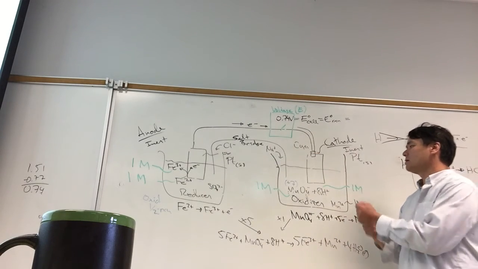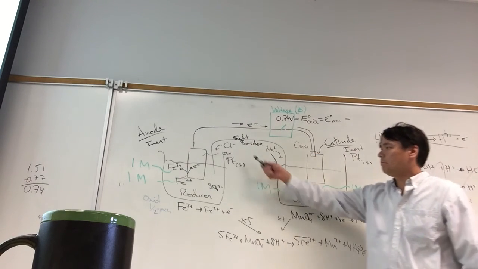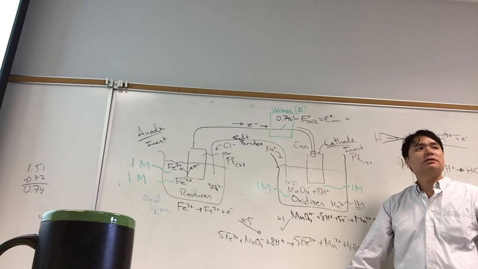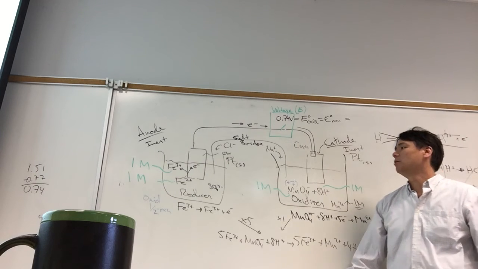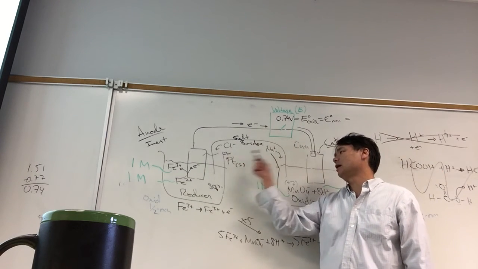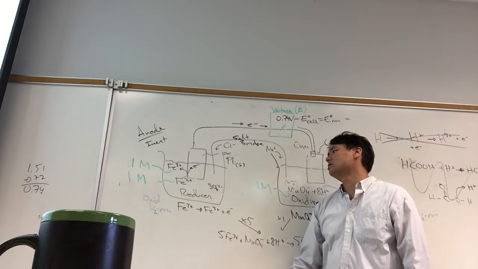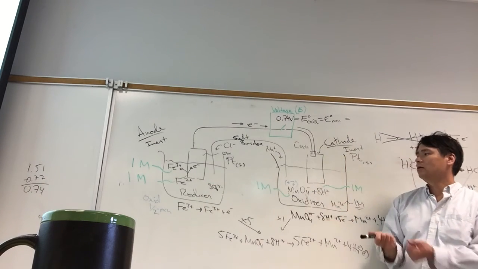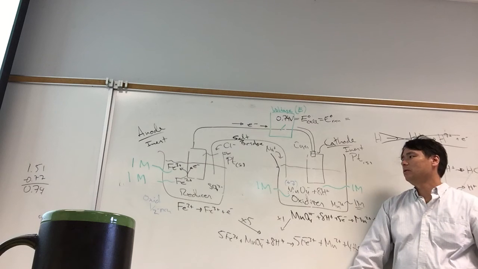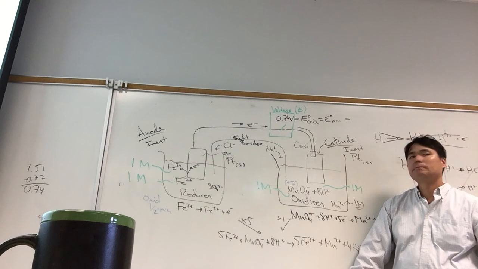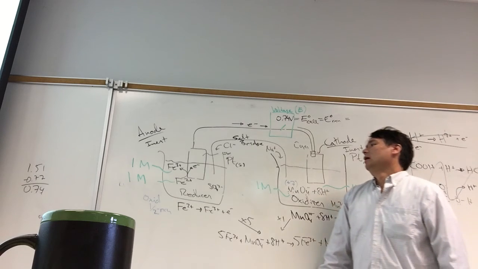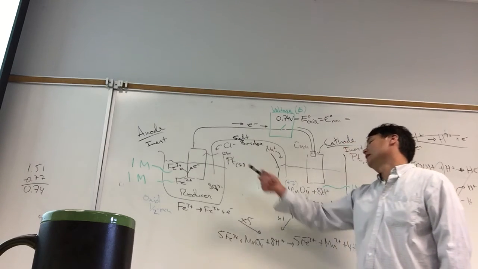When we think about this cell here, there's actually a tug of war going on in this cell. One side versus the other side. They're pulling electrons here. And so there's a tug of war between iron 2 and permanganate. Who's going to pull the electrons? Or iron 3.